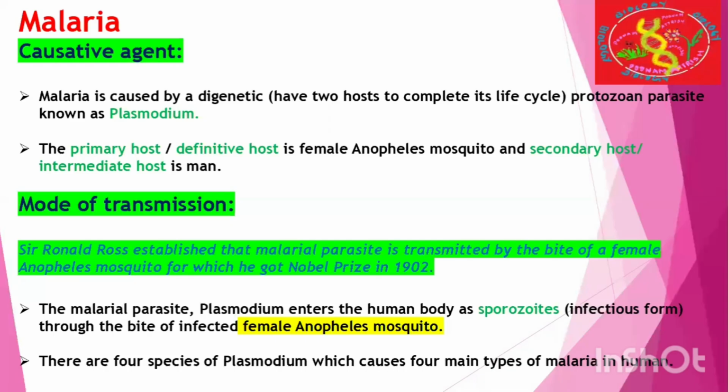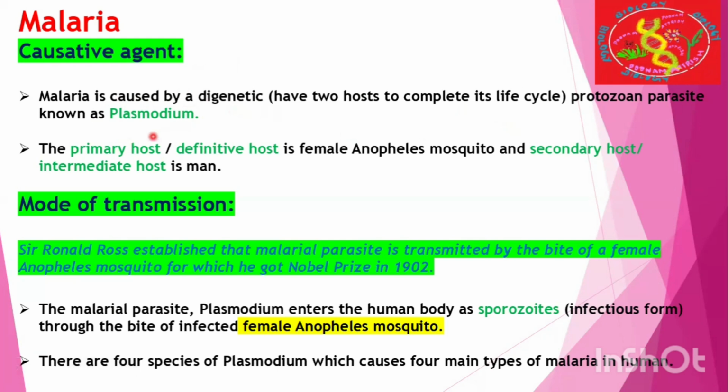So students, what is malaria? Malaria is a disease which is caused by protozoan, and the protozoan is digenetic because it requires two hosts to complete its life cycle. And this digenetic protozoan is Plasmodium. Why is it called digenetic protozoan? Because to complete its life cycle, it requires two hosts.